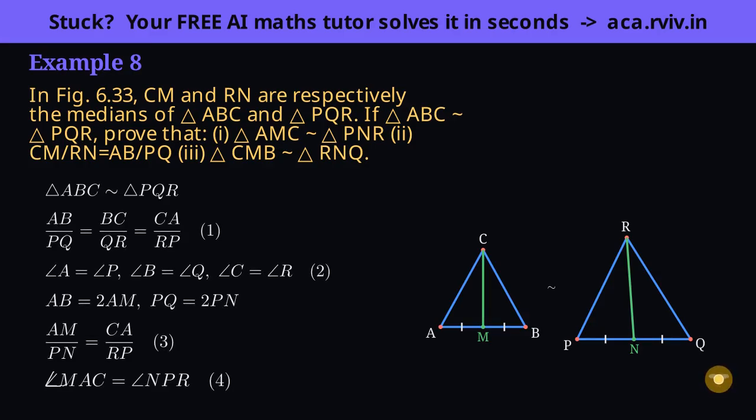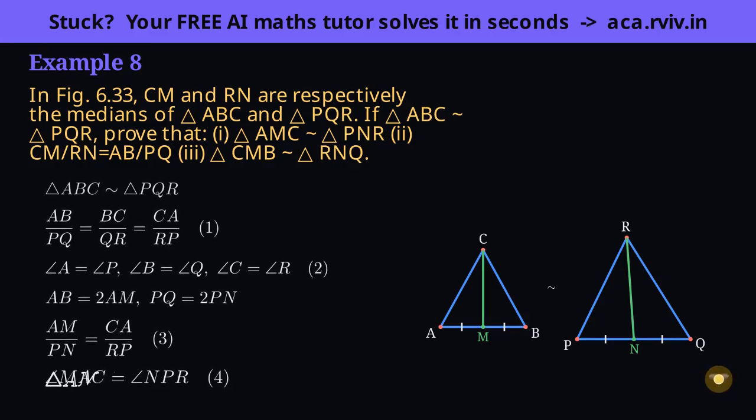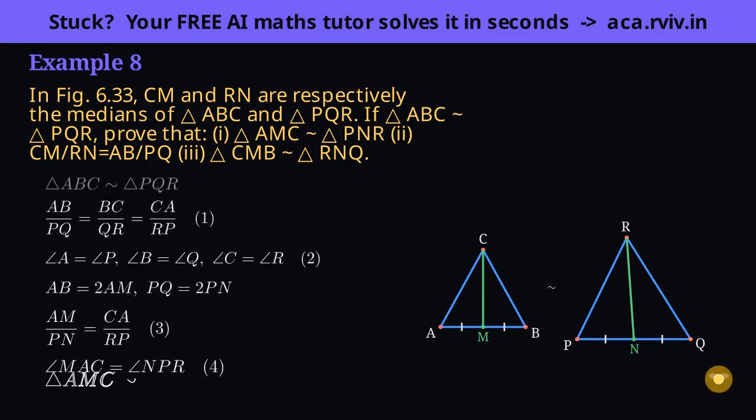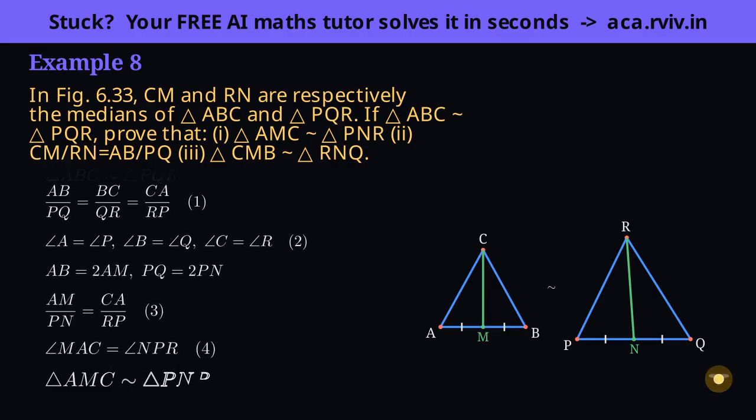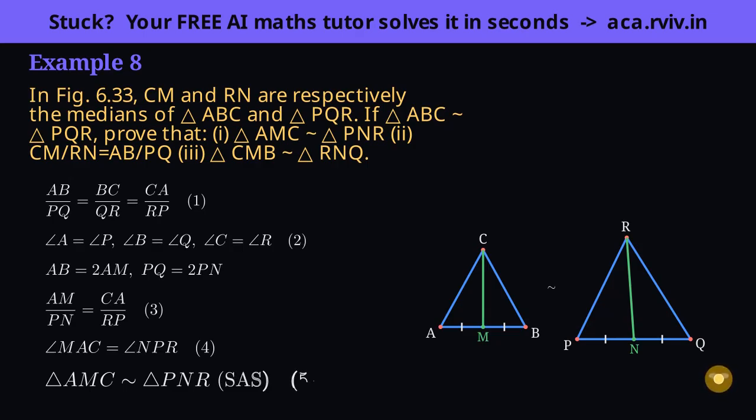Part 1, assembled. Equation 3 gives two pairs of sides in the same ratio. Equation 4 gives the angle wedged between them equal. Side, angle, side, SAS. So triangle AMC is similar to triangle PNR. Call this result equation 5. The other two parts will lean on it.